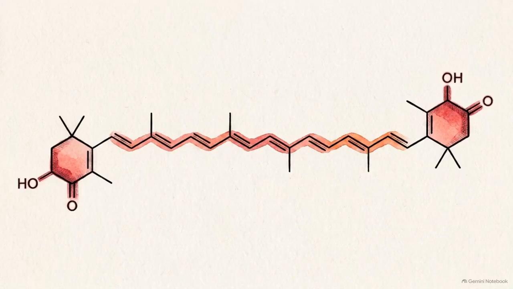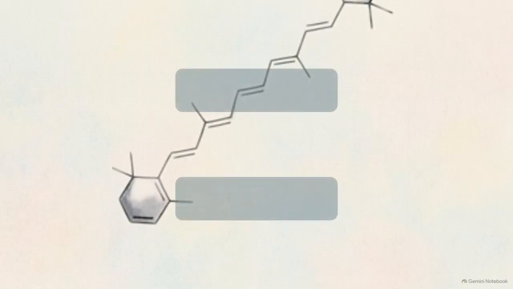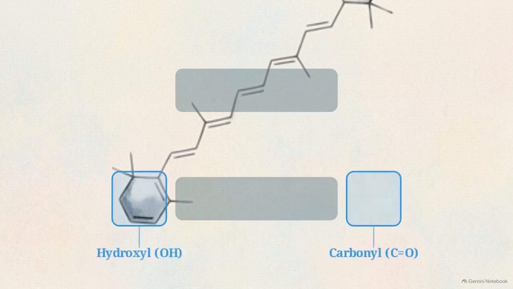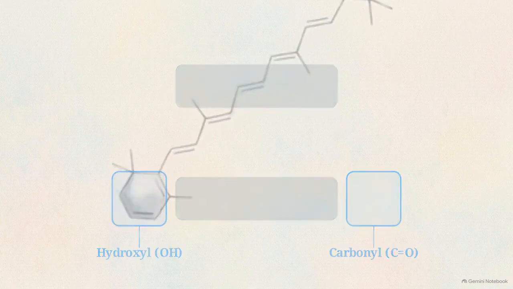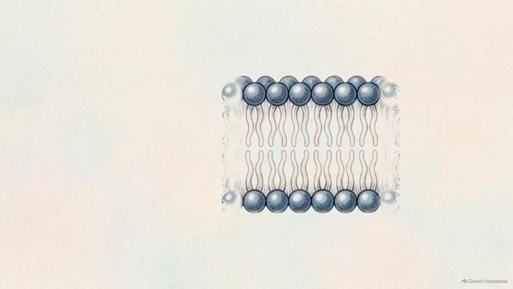Specifically, the structure of a highly specialized xanthophyll carotenoid known as astaxanthin. While it shares a long, non-polar carbon chain with molecules like beta-carotene, astaxanthin is chemically distinct. It features two highly oxygenated groups, a hydroxyl and a carbonyl group, attached to each of its terminal ionone rings. This specific chemical architecture gives astaxanthin both highly polar ends and a nonpolar center.